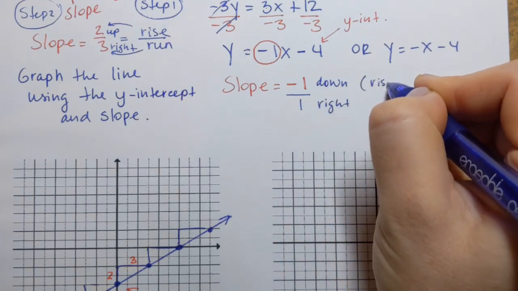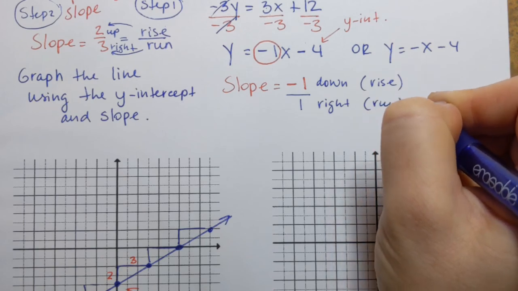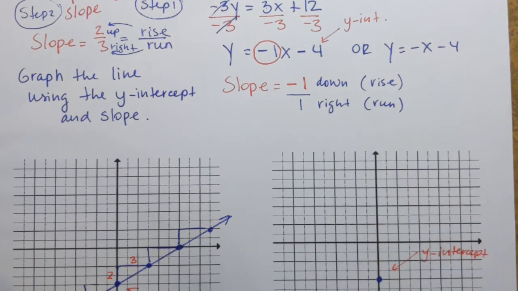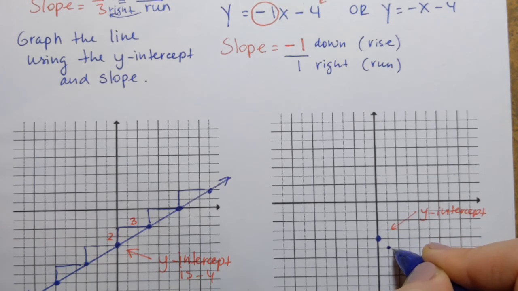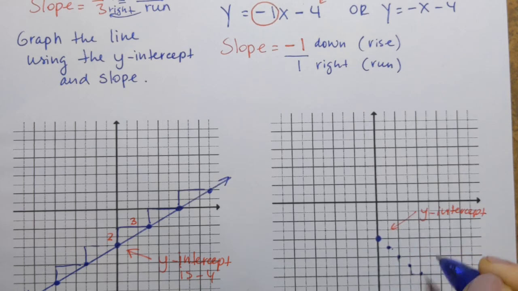Rise over run. Okay, let's try it. 1 down, 1 to the right. 1 down, 1 to the right. Okay, so that's going to be my pattern.